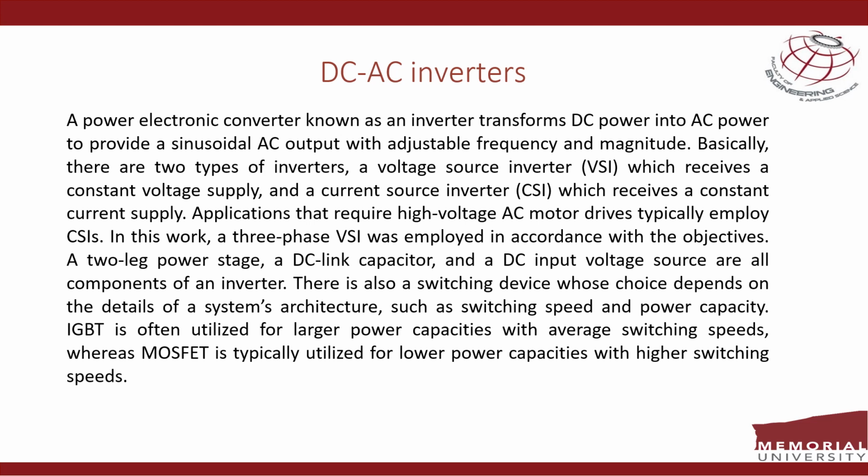An inverter contains two-leg power stage, DC link capacitor, and a DC input voltage source. It also has switching devices like IGBTs and MOSFETs, whose choice depends upon the system architectures, such as switching speed and power capacity. IGBTs are used for larger power capacities with medium switching speeds, while MOSFETs are used for lower power capacity and higher switching speeds.